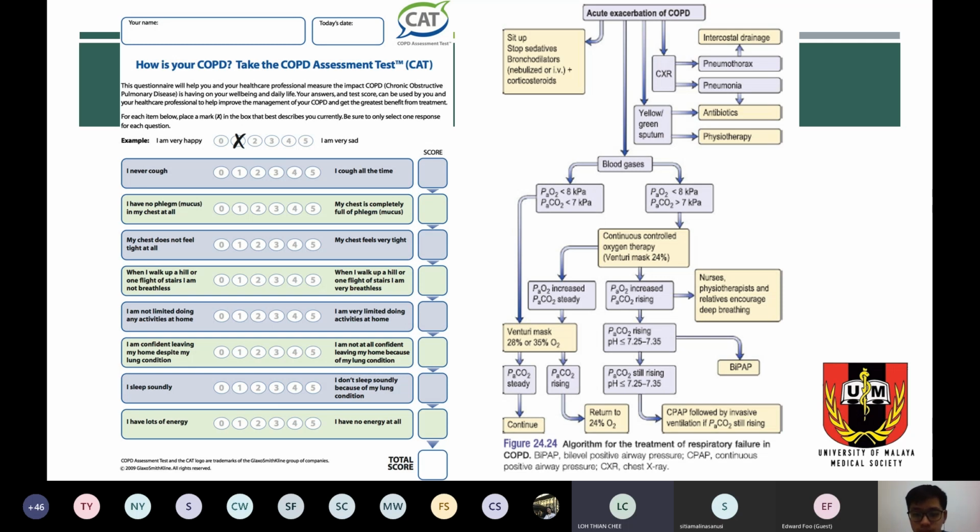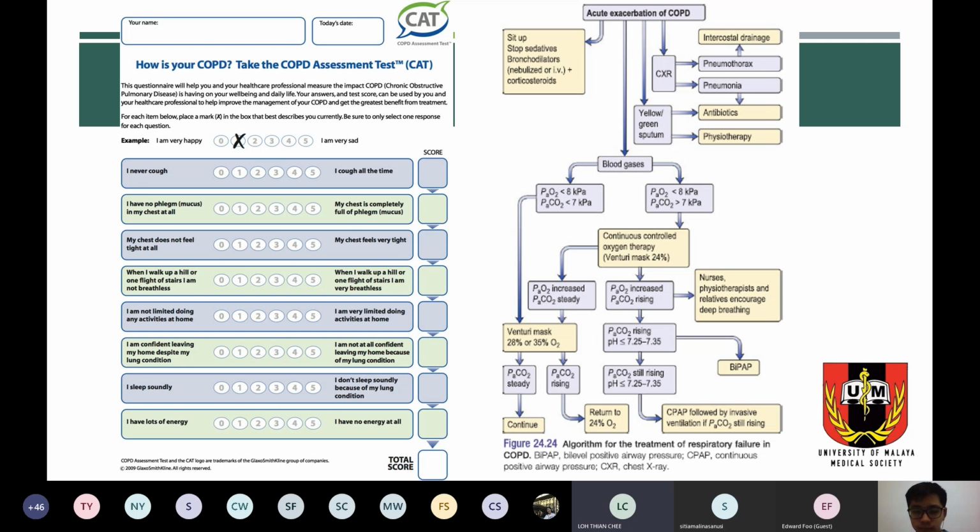You can give oxygen, all right, but at a controlled rate. So Venturi mask is the best option. Okay, so then you have to reassess the patient, both the O2 and PCO2. So after giving oxygen therapy, like it or not, you have to take a blood gas. It's quite painful, but sometimes we have got no choice.